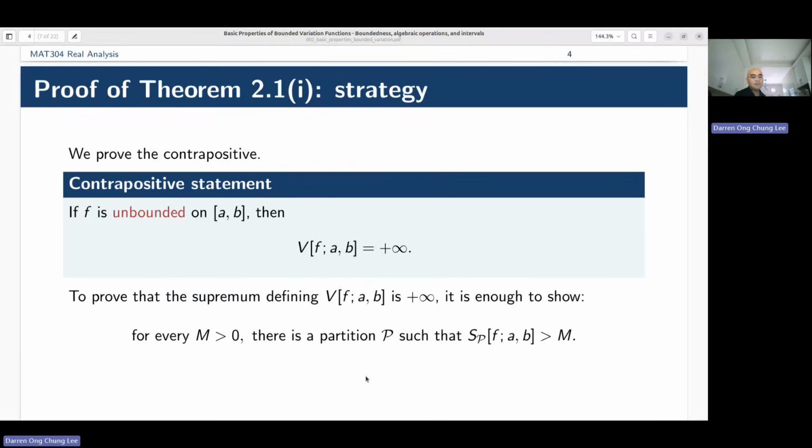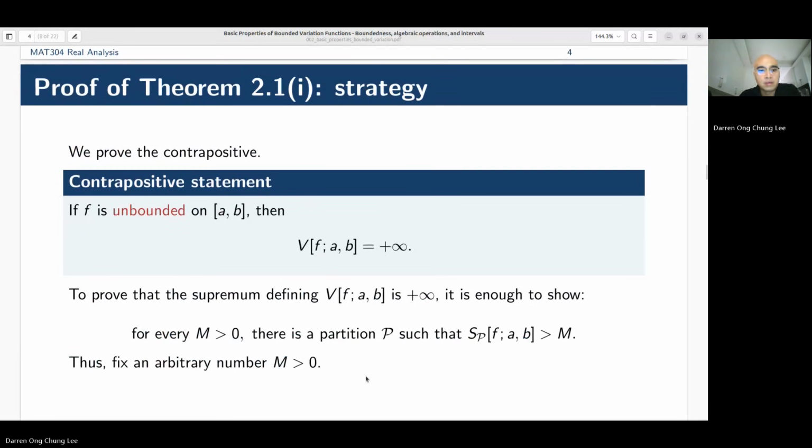Okay, and when we write a proof, don't forget that the statement that we are trying to prove will guide us as to what we have to do, right? So the statement is for every m bigger than 0, there exists a partition P so that this SP is bigger than m. Right, so first step is we say let m be positive. Okay, another way to phrase it is to just say fix an arbitrary number m.